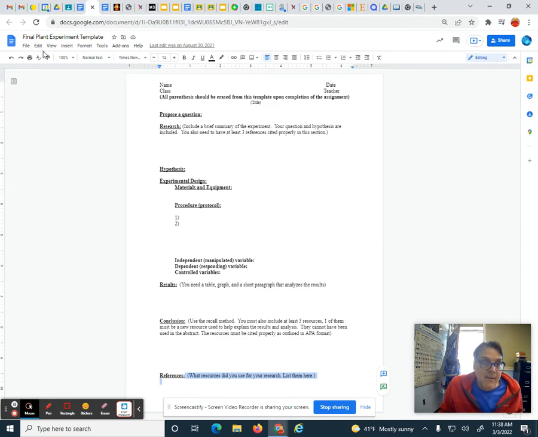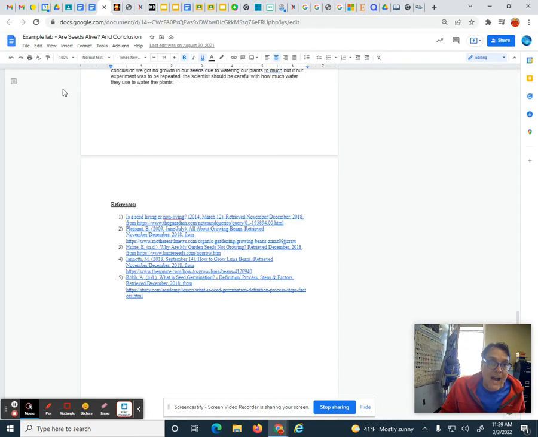So the second document here, this is your template. Notice this is much more briefly written than the inquiry overview. The inquiry overview is, again, your explanation. This just gives you a couple of key pointers about what goes in each section. Right at the top here, it says, all parentheses should be erased from this template upon completion of the assignment. You're going to highlight this and erase this before you do your writing, or certainly before you complete your report. Here's a parentheses, erase that. All of these parentheses should be gone before you submit the final product. Okay? These are just to help guide you.